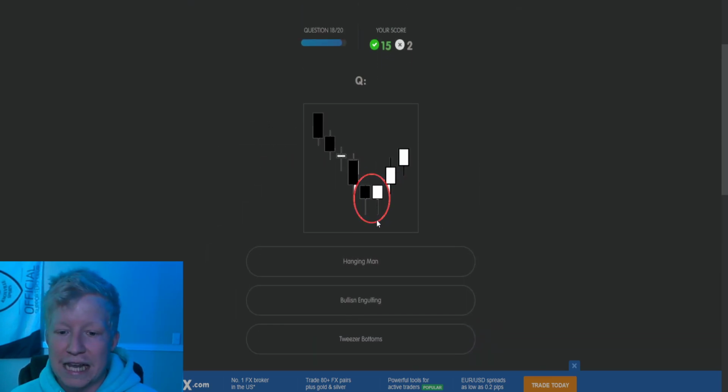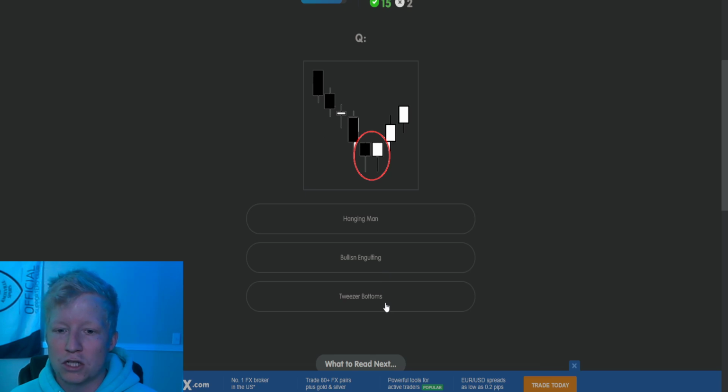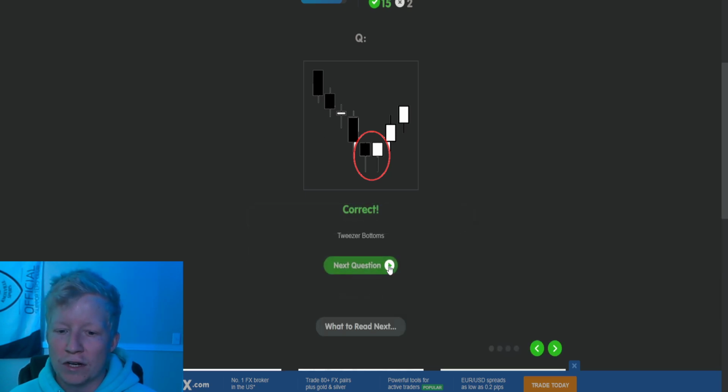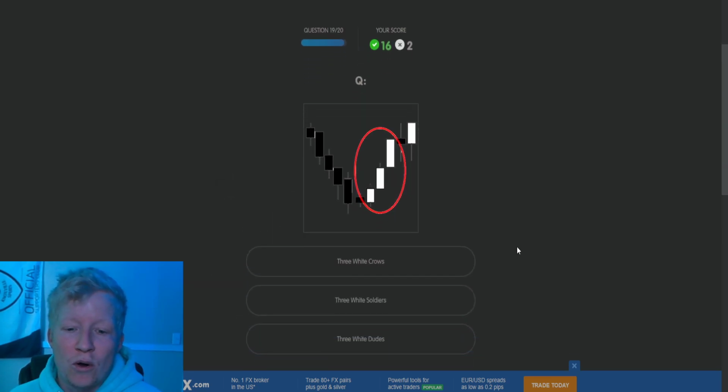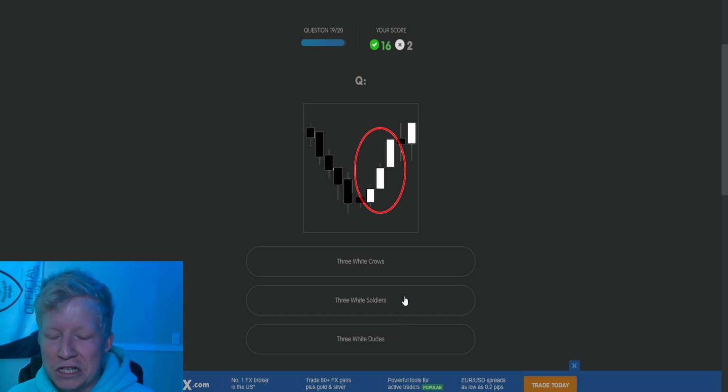This looks like the same thing, but to the downside. So it looks like tweezer bottoms. Don't need to overcomplicate it. Send it. 2 questions left. 3 white crows, 3 white soldiers, 3 white dudes. This is literally just a syntax question.